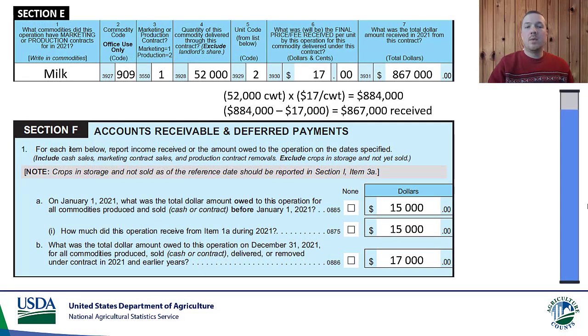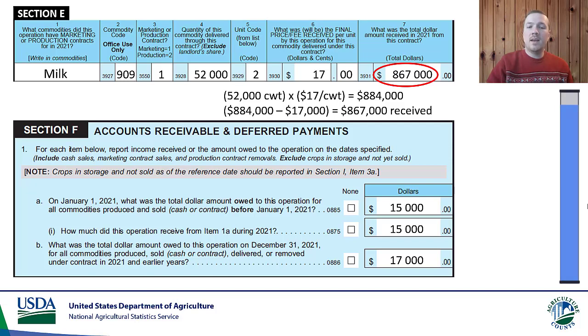Let's tie this back to the marketing contract in section E. If a dairy producer sold 52,000 hundredweight of milk in the reference year at $17 per hundredweight, the total sale under that contract is $884,000. But since he hadn't been paid yet for the final week of deliveries, the amount received during our reference year is $17,000 less than that.